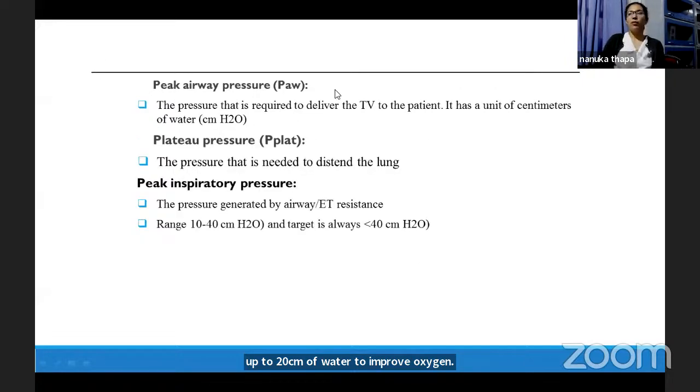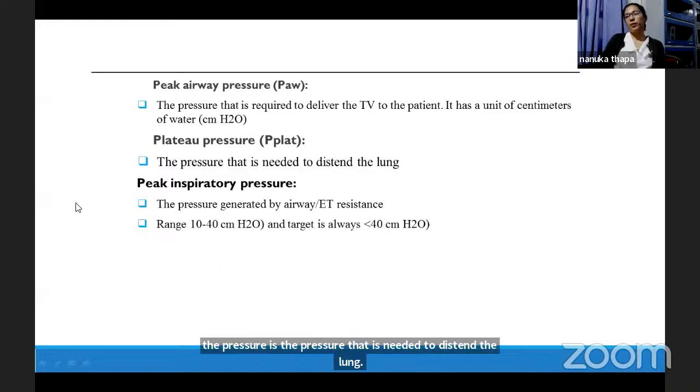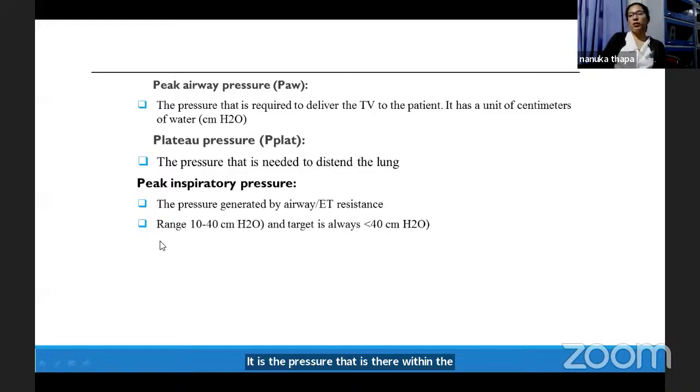Peak airway pressure, as I've already told previously, is the maximum pressure that is required to deliver the tidal volume. Plateau pressure is the pressure that is needed to distend the lung. It is the pressure within the lungs when no gas flow is taking place. Peak inspiratory pressure can range between 10 to 40, and the target is always less than 40.